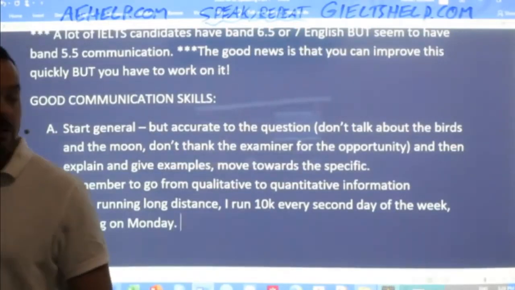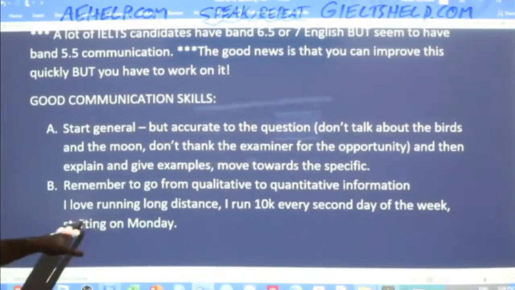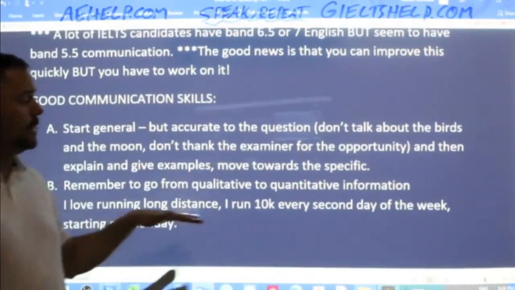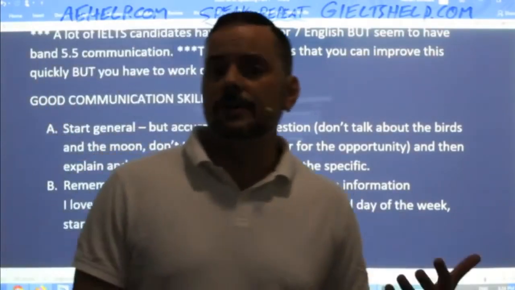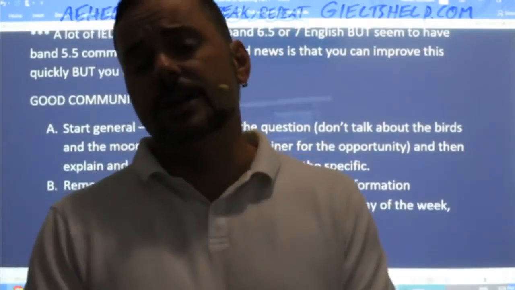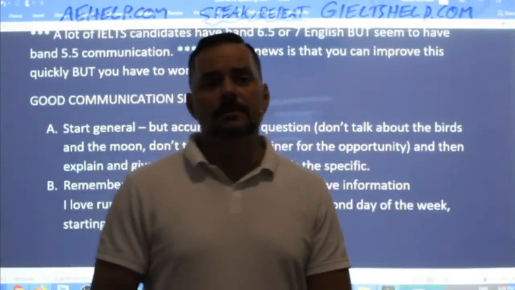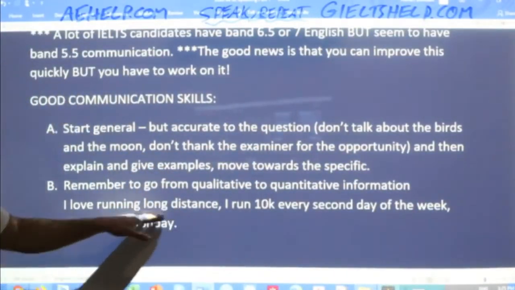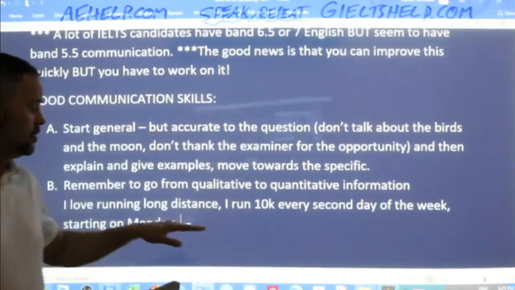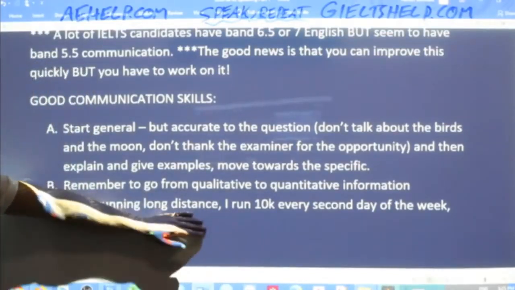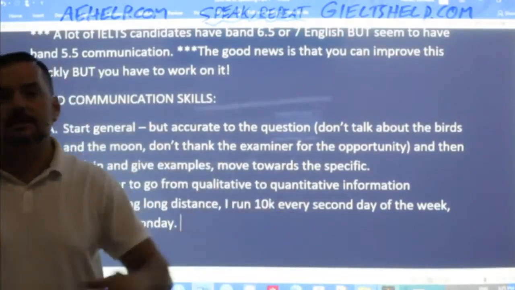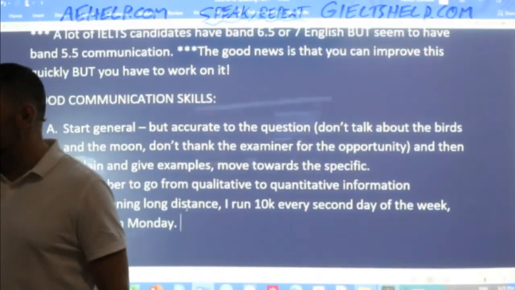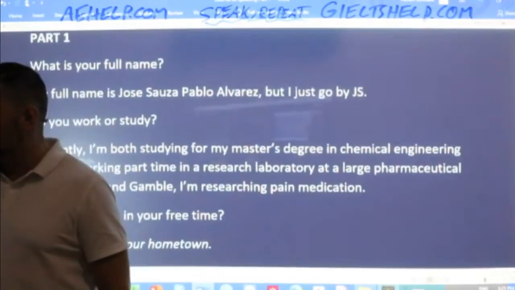Okay, so start qualitative, then quantitative. I love running long distance. I run 10K every second day of the week, starting on Monday. Now some of you will be like, oh wow, that's really long distance. But some of you are like, hey, that's not actually that long distance. I do 20K every couple of days. So it depends on the person, what is long distance, what is short distance. Maybe for some people, long distance is 5K. So you start with qualitative, long distance, and then you go specific, 10K, which is quantitative, right? That's the kind of skill that you want to show for good communication.